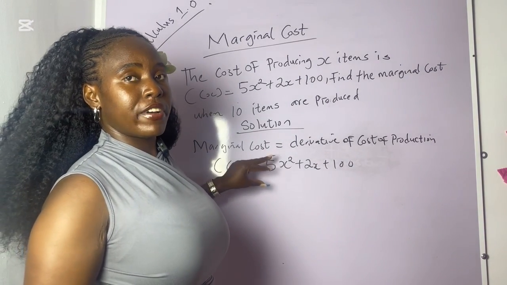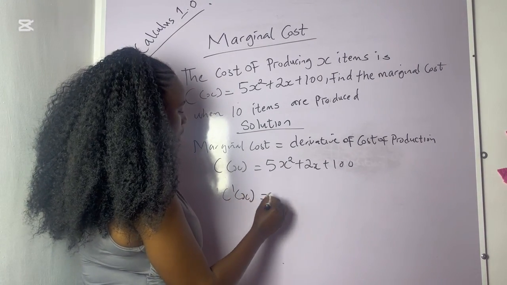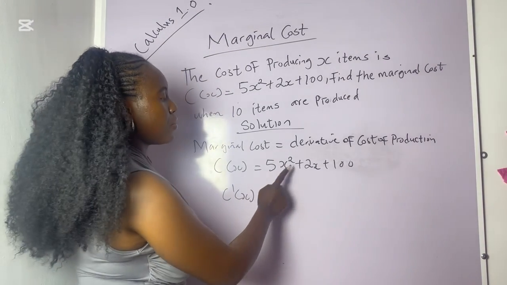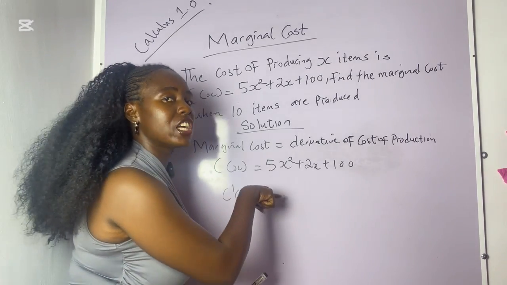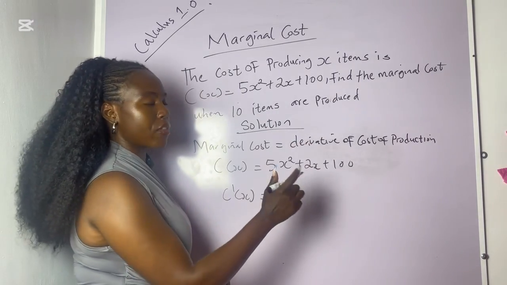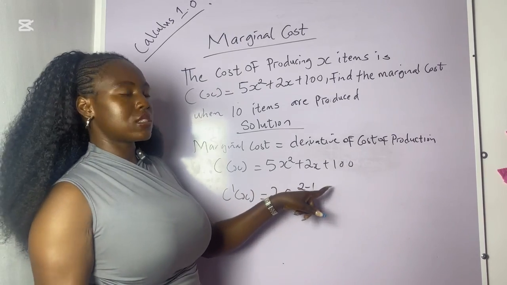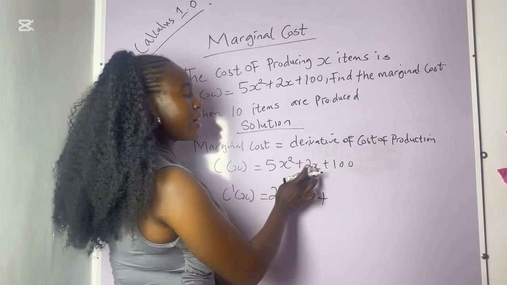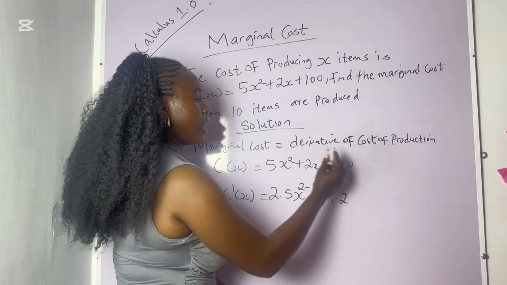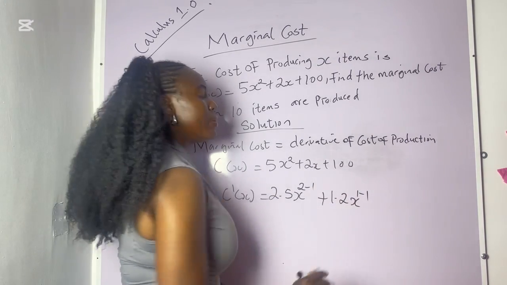We're going to find the derivative of this, and we're going to have C prime of x equals, remember the power rule. We take the power of the variable here, which is 2, and multiply it by the coefficient of that variable. So we have 2 times 5, and we subtract 1 from the power, so we have x to the power of 2 minus 1. Do the same thing to the next term. The power of x in 2x is 1, so we have 1 times 2, and we subtract 1 from the power of x based on the power rule.